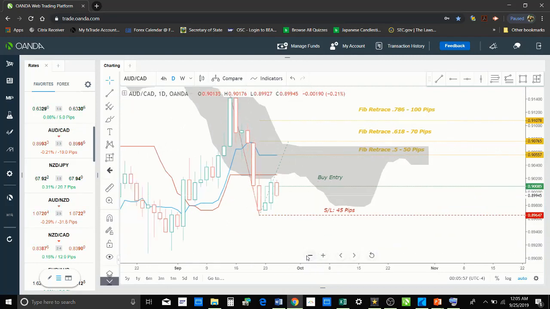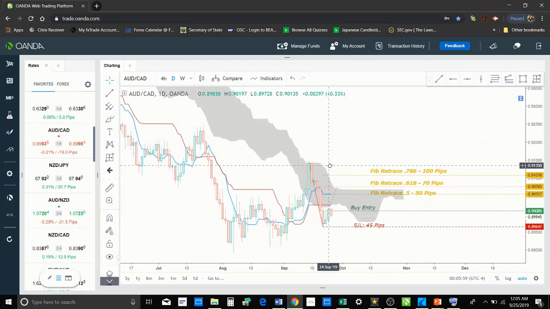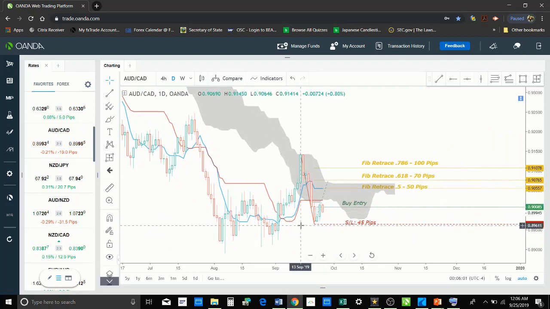Aussie CAD. You'll see this is also another bearish market. You'll see that I set a buy entry right here at the top of this daily candle from Monday. It's coming back in. This one may go up. I'm not sure. I'm not really feeling confident in this trade.